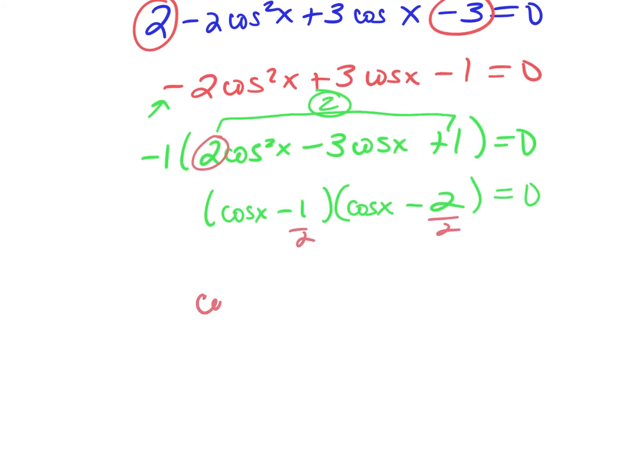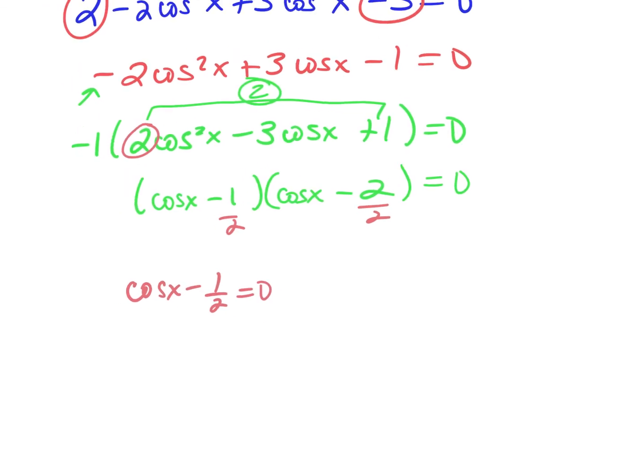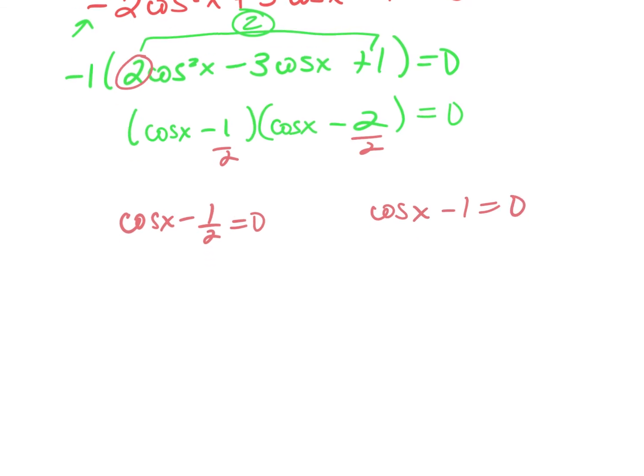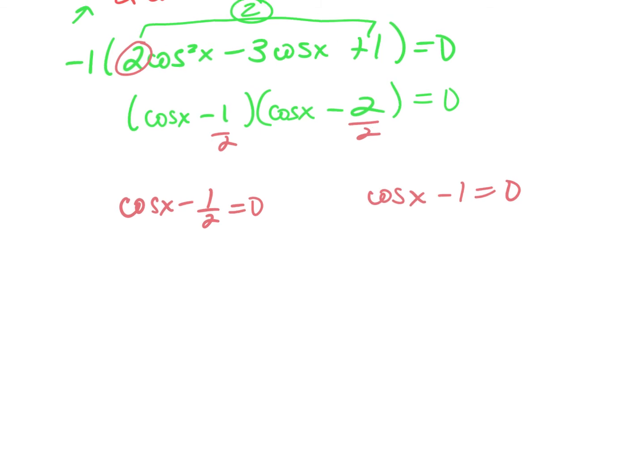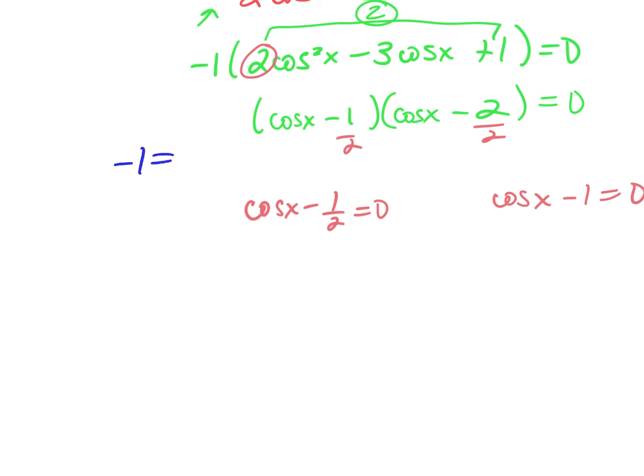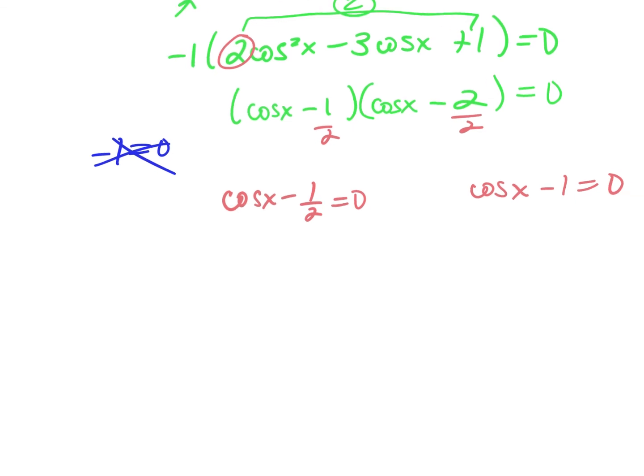So now I have cosine x minus 1/2 equals 0, and I have cosine x minus 1 equals 0. Almost done. The negative 1 doesn't come into it, because you took it out. Remember, good question. This -1, we set it equal to 0. It doesn't matter, because it doesn't have an x with it. So now let's move the 1/2 over. I have cosine x equals 1/2.